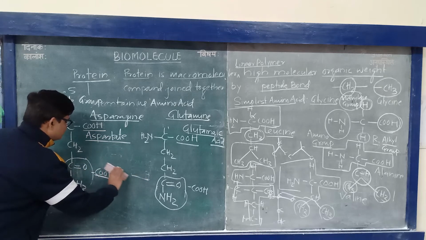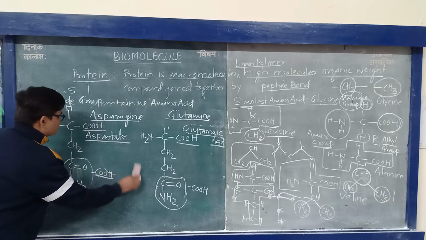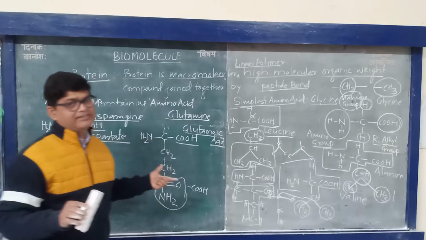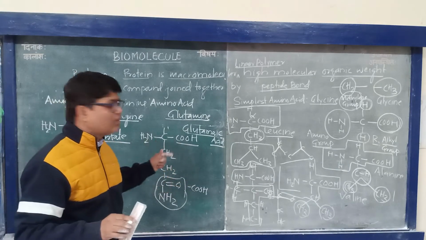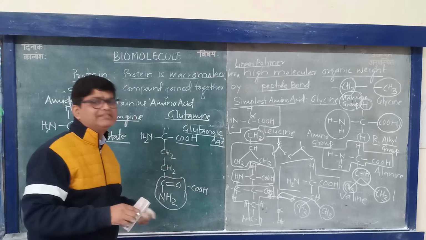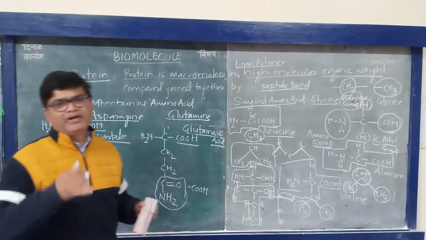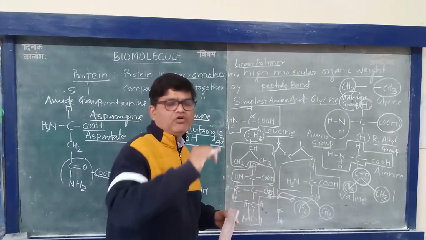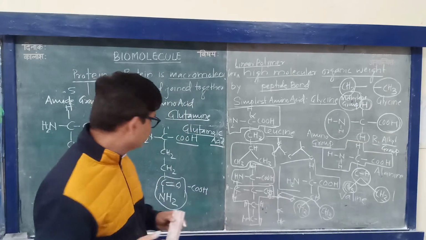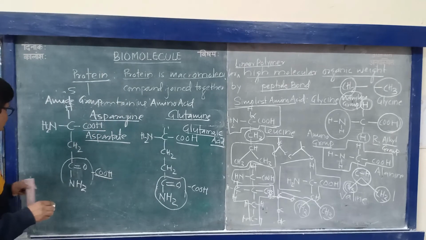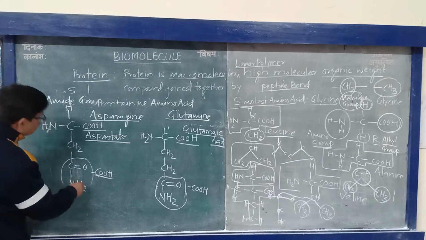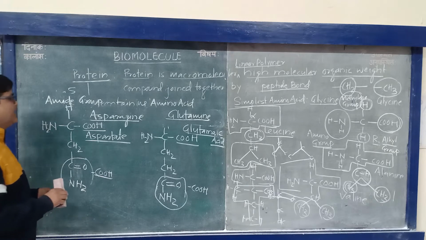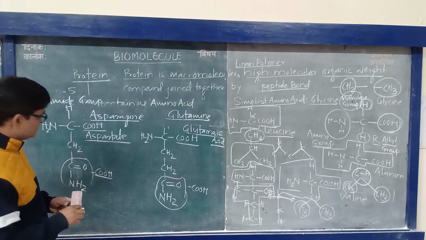So you have to learn this type of chemical structure, and you can draw it easily if you draw it once and practice. That is important, because such type of question is frequently asked in any competitive exam, either medical entrance test or engineering entrance test, from the chapter biomolecules. Okay. So the amide group containing amino acids are asparagine and glutamine.